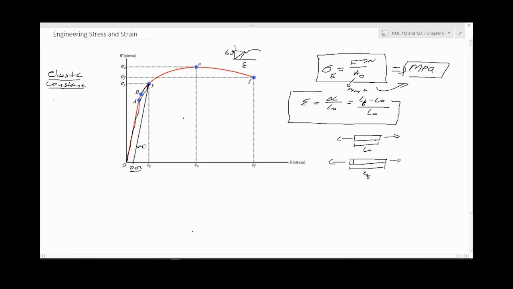So you have an elastic constant called elastic modulus, or Young's modulus, or modulus of elasticity. It has many names, so let me just call it Young's modulus.